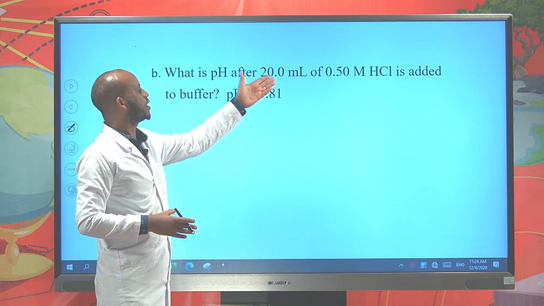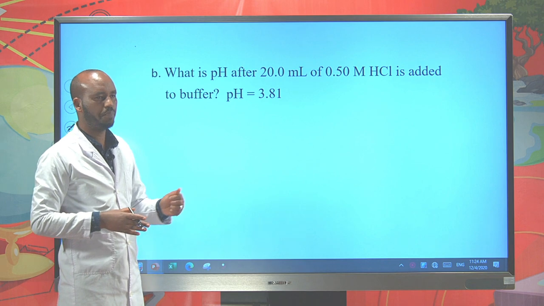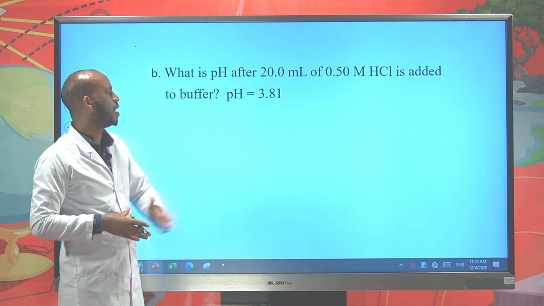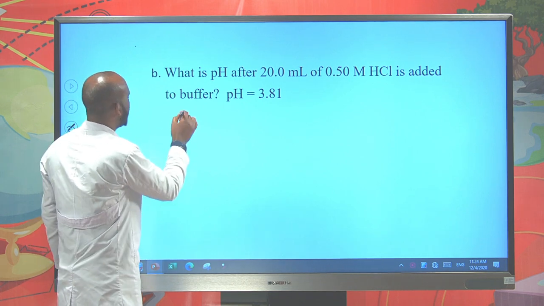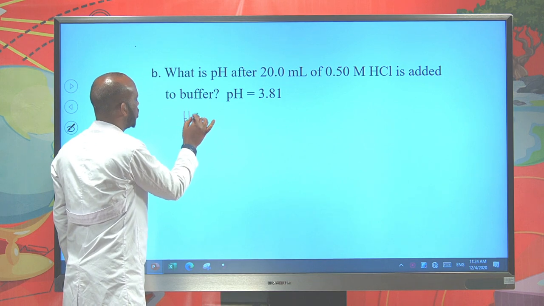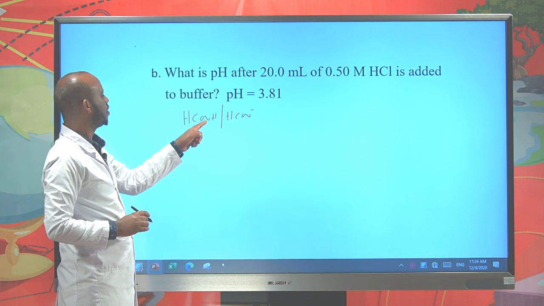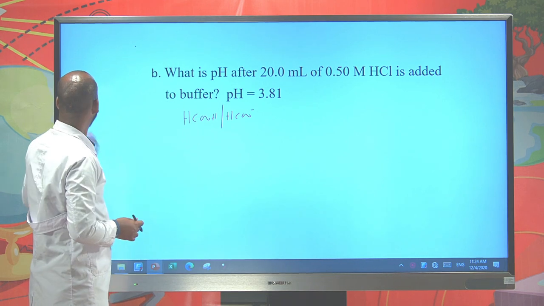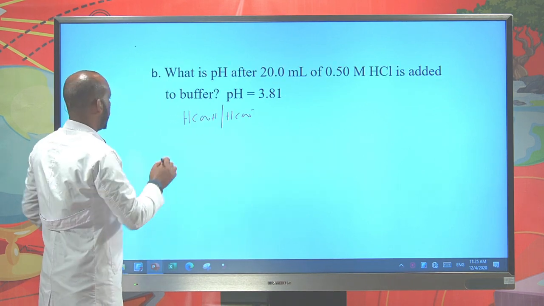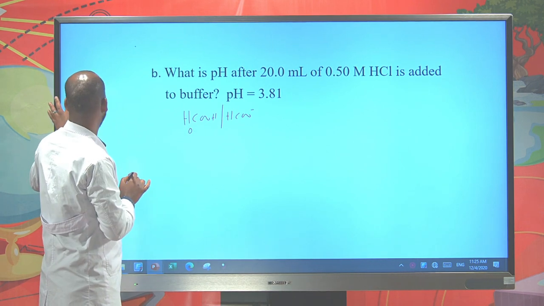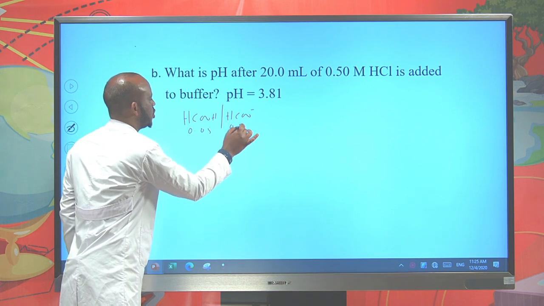What is the pH after 20 milliliters of 0.5 molar HCl is added to the buffer? What is the pH of this buffer solution if an acid is added to it? Now, this buffer solution contains the weak acid, formic acid, HCOOH, and its conjugate base, formate, HCOO minus. The amount of formic acid is 0.05 mol, and the amount of formate is 0.08 mol.